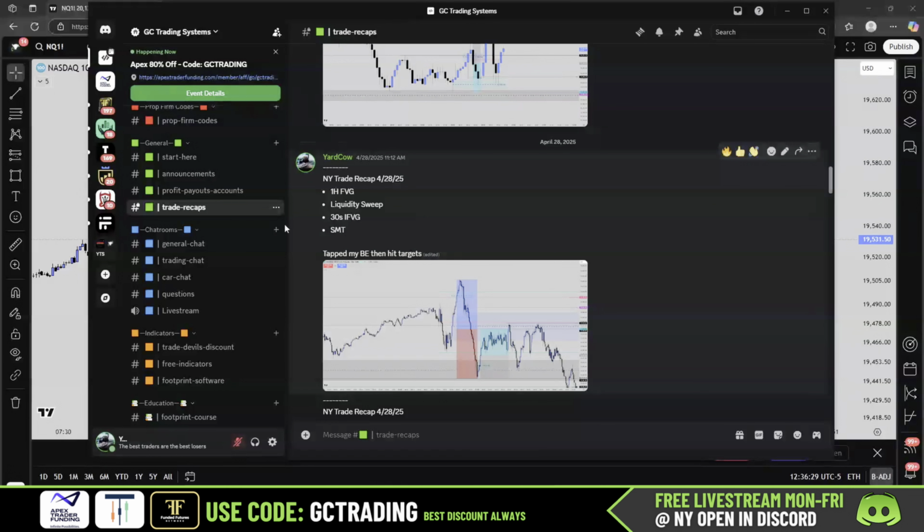So here's another example of SMT. This one is a little bit different. So we have a 1 hour fair value gap. We have a liquidity sweep, a 30-second inversion, then SMT.